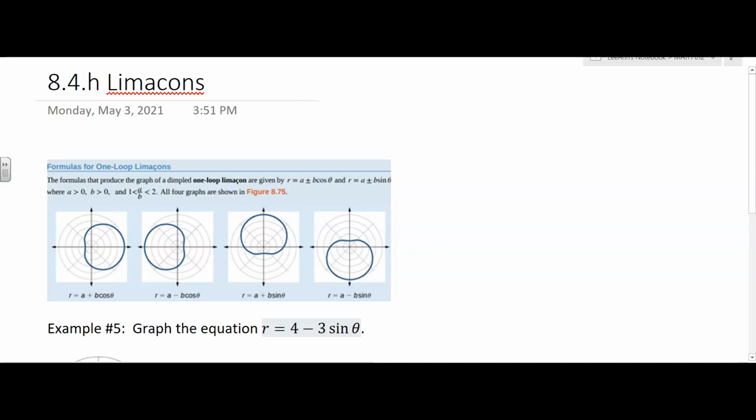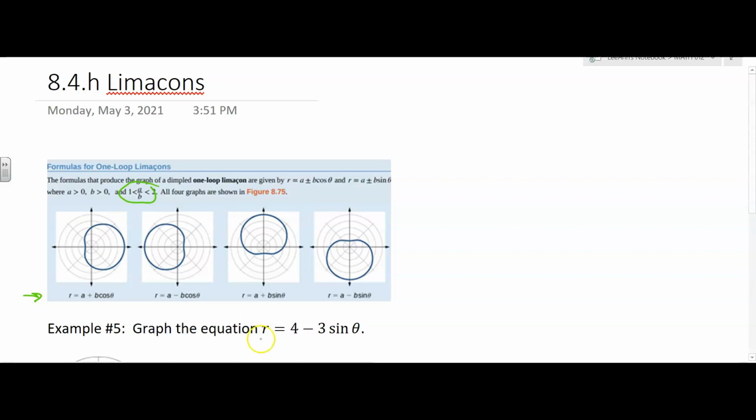So now we're going to talk about limacons. These have the same form as our cardioids, but the A-B relationship is different. So it's right there. And so we're looking for when A over B is between 1 and 2. With a cardioid, A over B equaled 1.